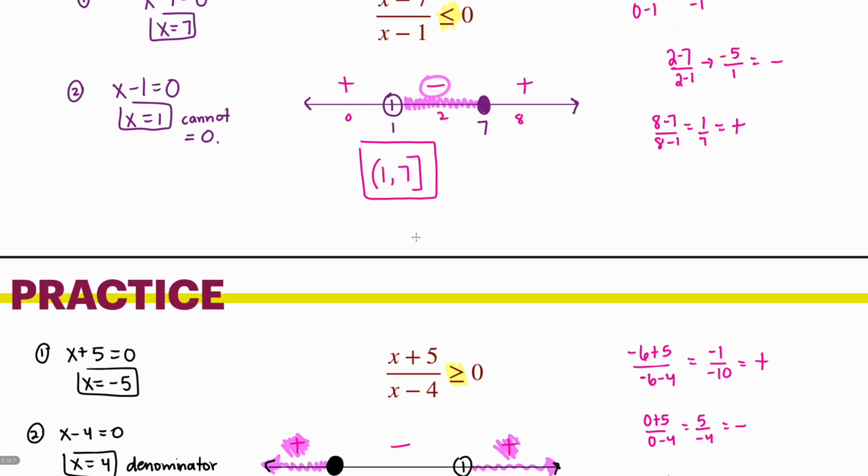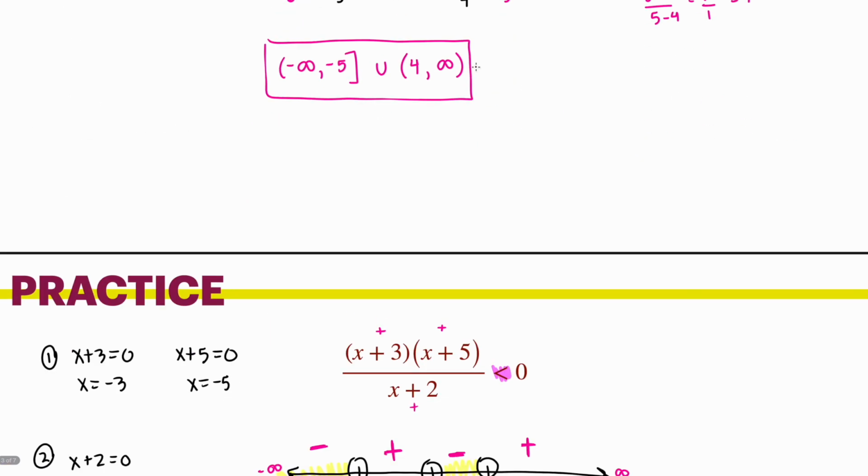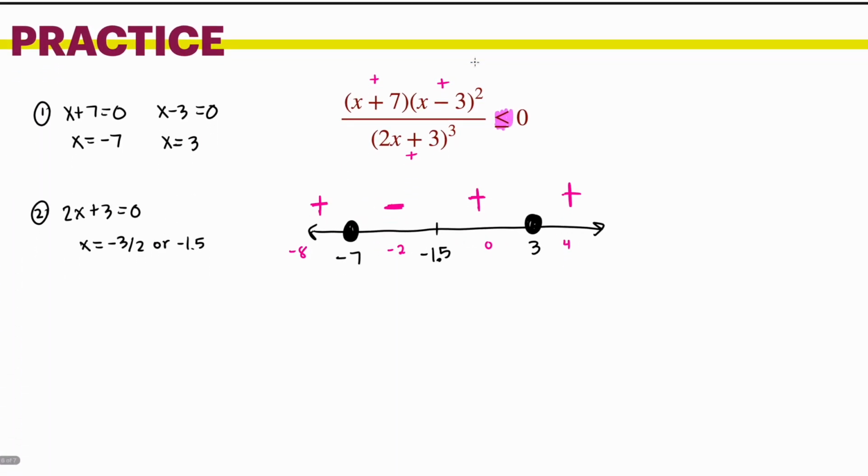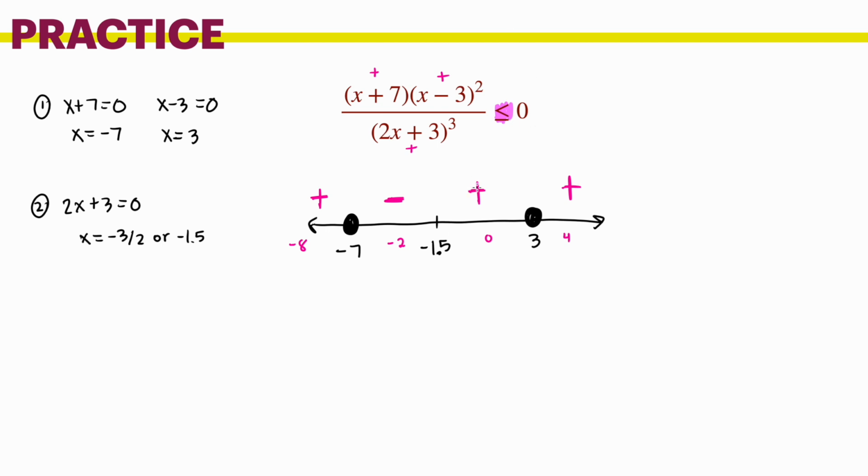Okay, they alternate. If you notice, the signs always alternate, except here. If you notice, it did not alternate. It went positive and it stayed positive because at 3, that is the one that had an even exponent. That actually will happen every time. If you have an even exponent, that 0, I guarantee you, will actually keep the same sign.